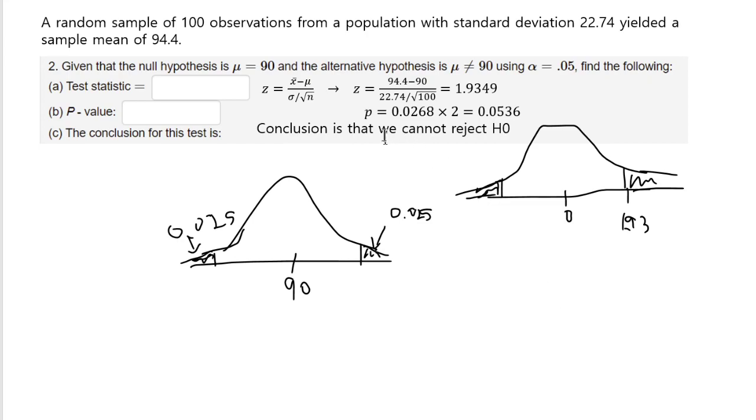Note that saying that we cannot reject H0 is different from saying that we should adopt H0 as correct. If you say H0 is correct, that's not a good conclusion because we don't have evidence for it. What I'm saying is that there is no evidence against H0. That's all we know, okay? With the significance level of 5%.